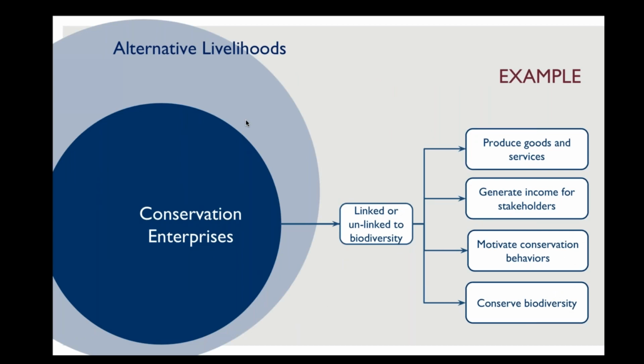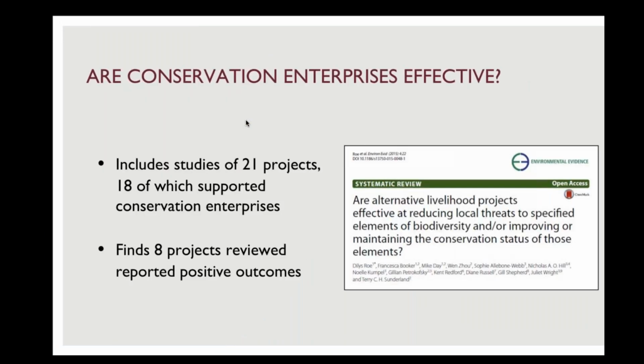So for example, one of the approaches we commonly use is conservation enterprises. And this is a subset of alternative livelihoods, which I think most people are probably familiar with. And these are businesses designed to generate economic and social benefits that motivate communities to conserve biodiversity. So an example of this would be ecotourism. So what is the evidence that this approach works? It turns out that the evidence is mixed. So a systematic review from 2015 found that only 8 of 18 conservation enterprise projects had positive outcomes for conservation. So, not great. And this, of course, doesn't mean that the approach doesn't work across the board, but really pointed to a gap in the evidence base.